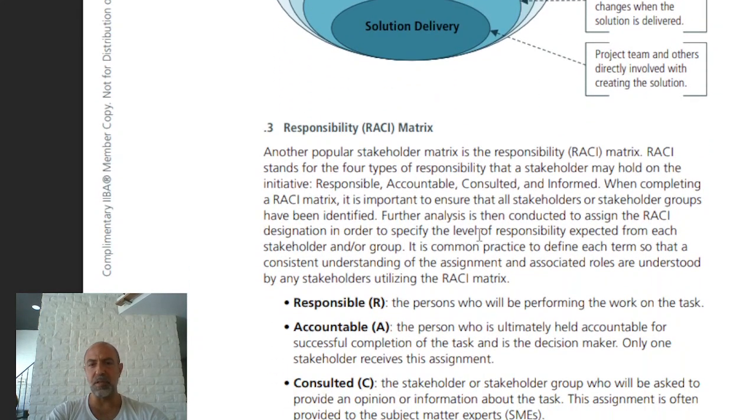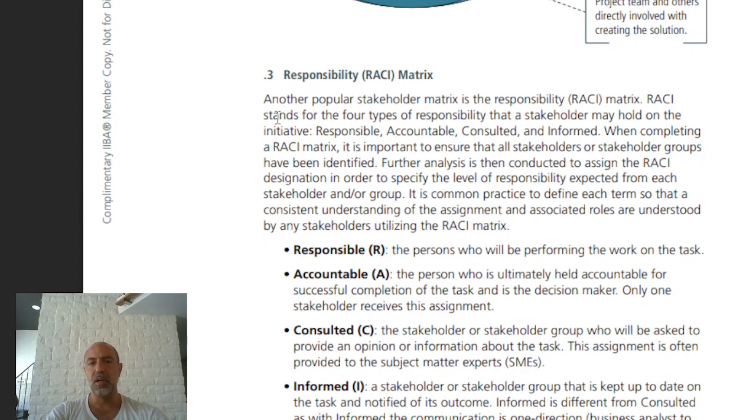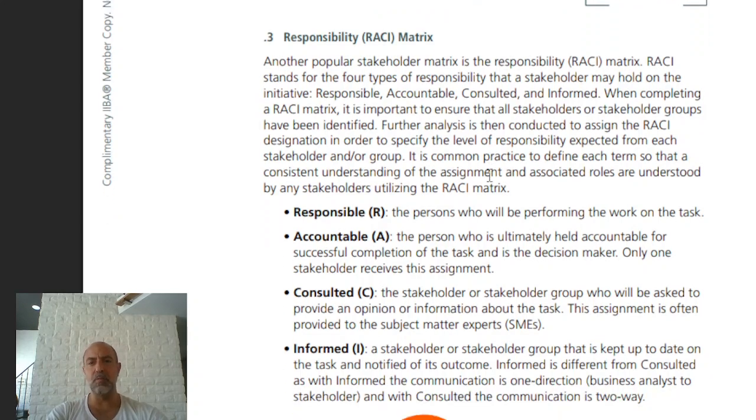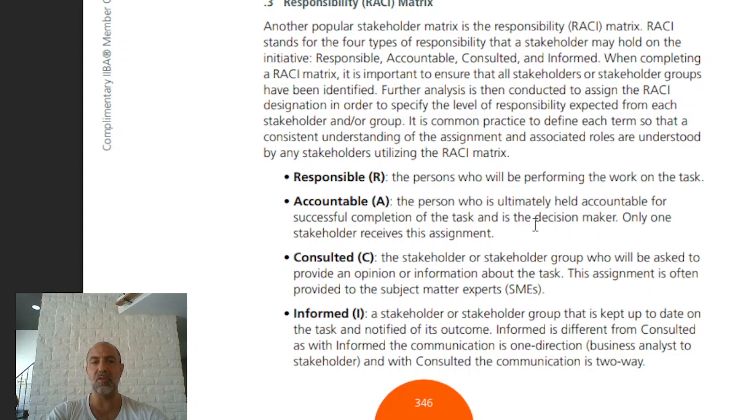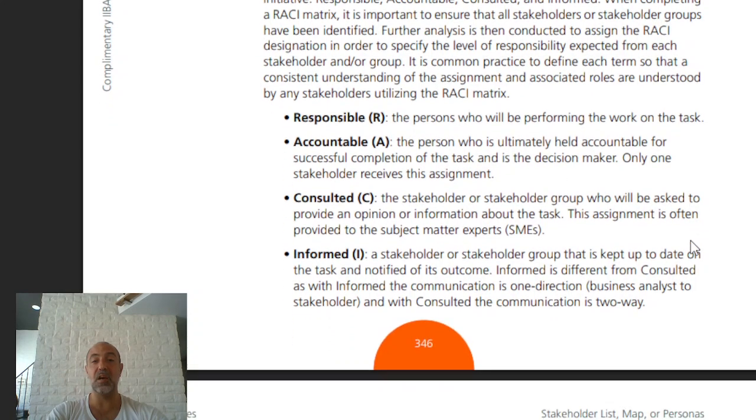And then there's the responsibility matrix, which is RACI. Another popular stakeholder matrix is the responsibility matrix. It stands for the 4 types of responsibility that a stakeholder may hold on the initiative: responsible, accountable, consulted, and informed. When completing the RACI matrix, it is important to ensure that all stakeholders or stakeholder groups have been identified. Further analysis is then conducted to assign the RACI designation in order to specify the level of responsibility expected from each stakeholder and/or group. It is common practice to define each term so that a consistent understanding of the assignment and associated roles is shared by any stakeholders utilizing the RACI matrix.